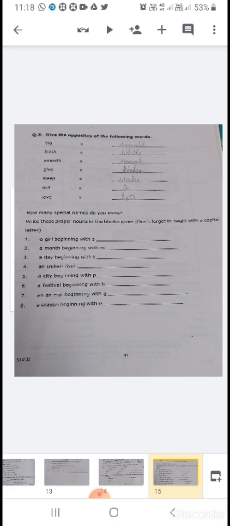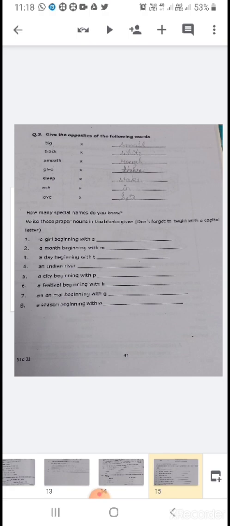Next is smooth. The opposite of smooth is rough. Next is give. The opposite of give is take. Next is sleep. The opposite of sleep is wake. Next is out. The opposite of out is obviously in. Next is love. The opposite of love is hate.